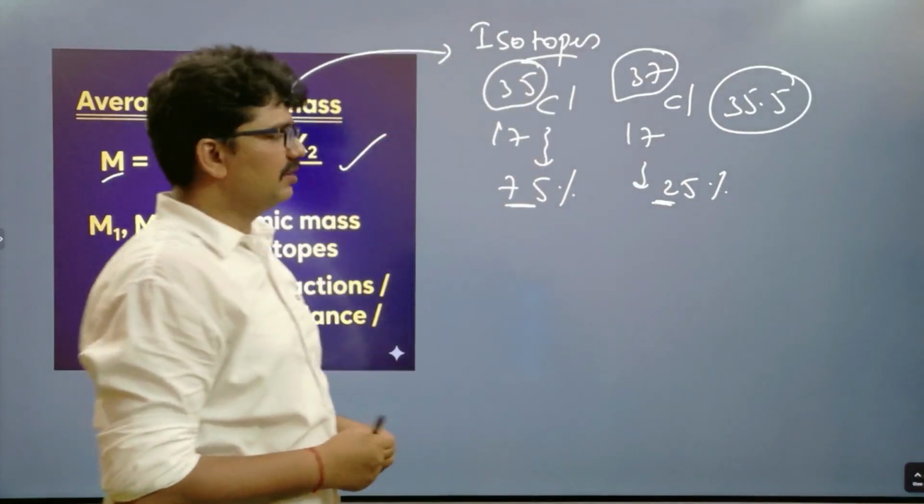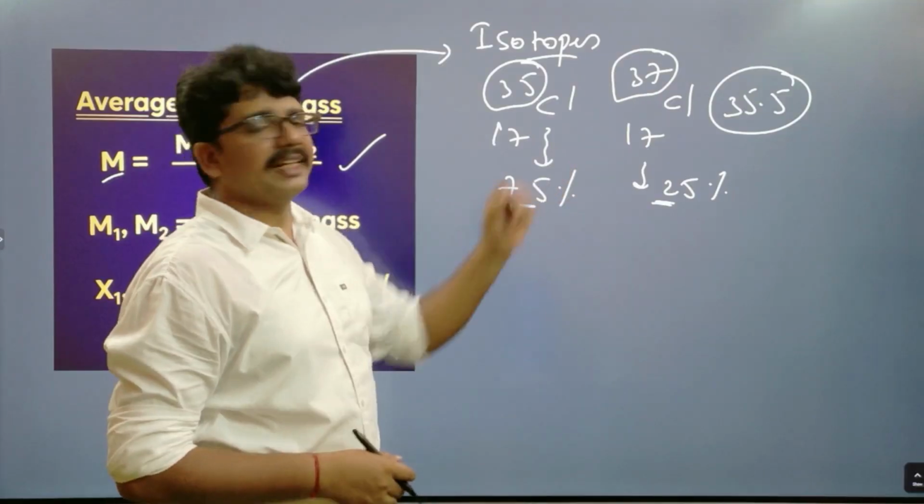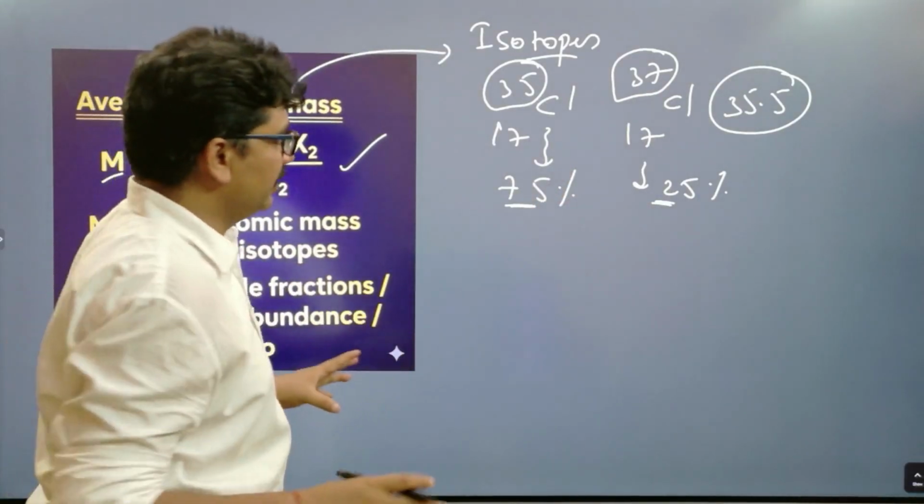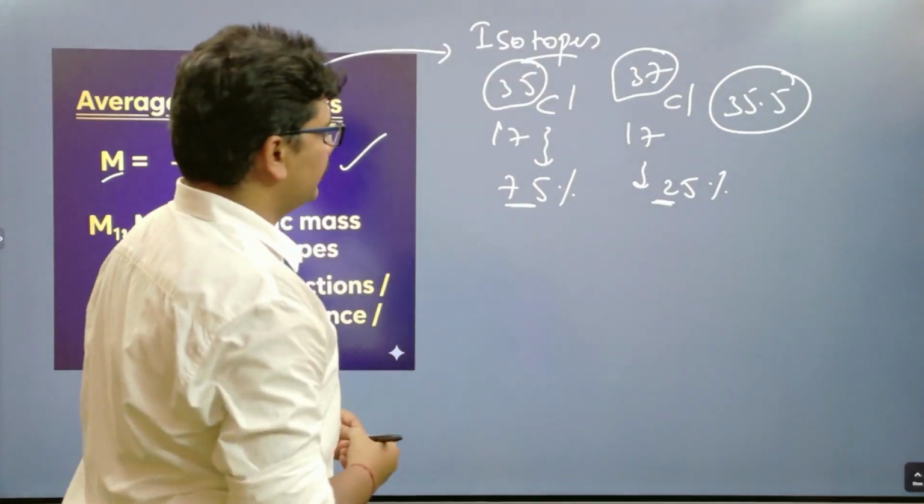Find the average atomic mass. In terms of mole fraction, first isotope 3/4 and second isotope 1/4. Find its average atomic mass. The questions will be like this. Anyway, let us solve this problem with these percentages.